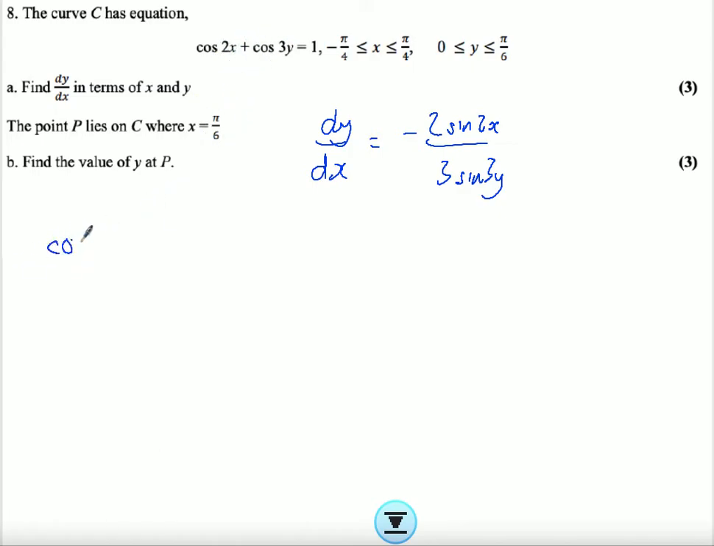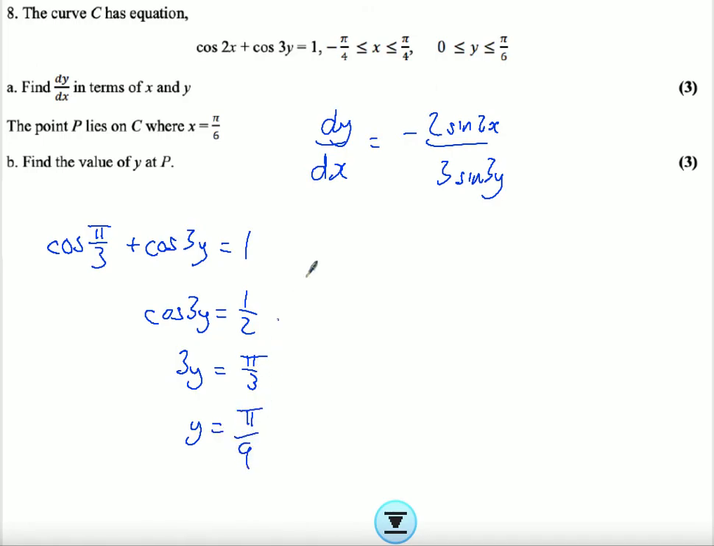So cos pi over 3 add cos 3y equals 1. Cos pi over 3 is cos 60, which is half. So cos 3y, subtract that half, it's a half. 3y, when is cos a half? Well, it's when pi over 3. So that's going to be pi over 3, and therefore y is pi over 9. Pi over 9 is in that restriction there. Okay.